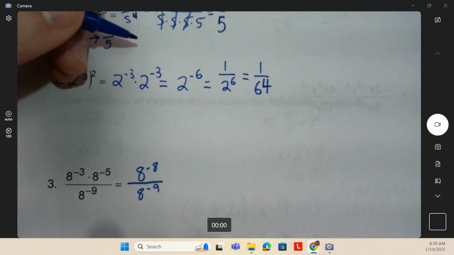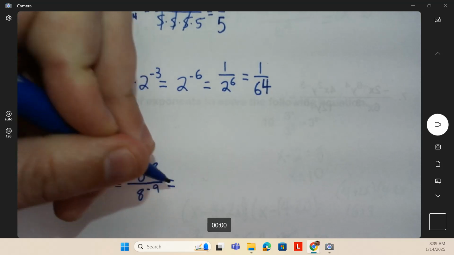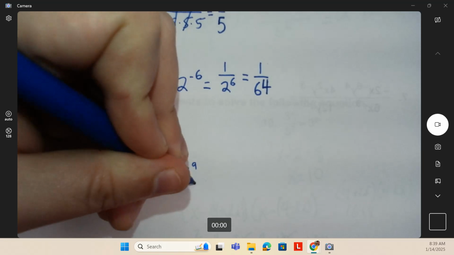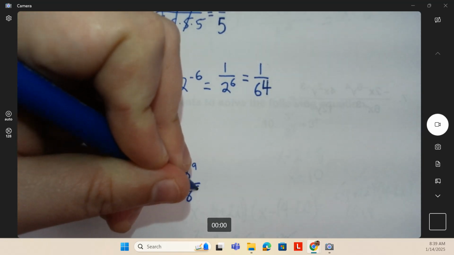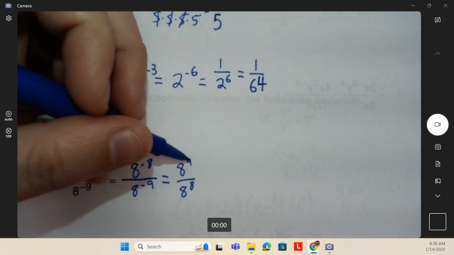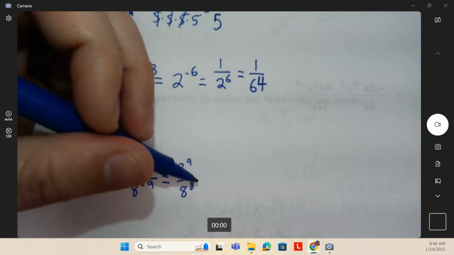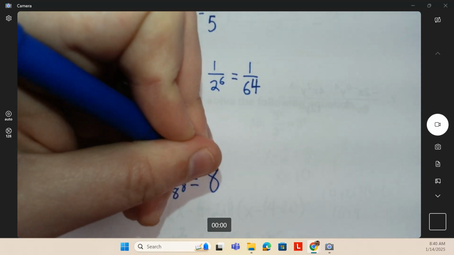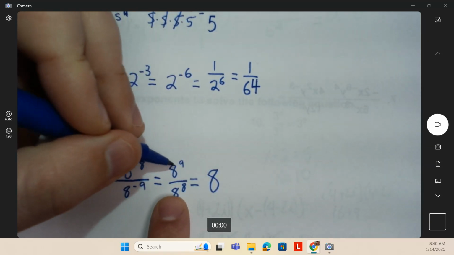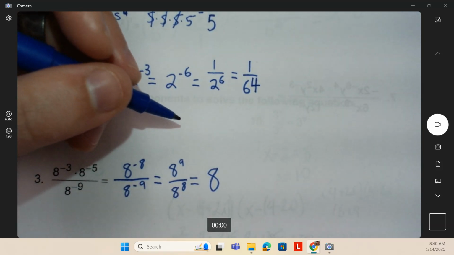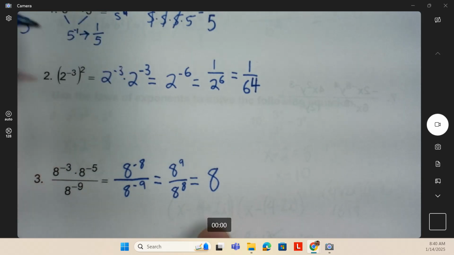let's go ahead and swap those and make them both positive. So I'd have 8 to the 9th over 8 to the 8th. And then my subtraction just works out a lot easier. Do 9 minus 8, and I end up with just an 8, because I'd have 8 to the first power on top and 8 to the 0 power on bottom, which is just 1. So 8 over 1 would give me that 8.